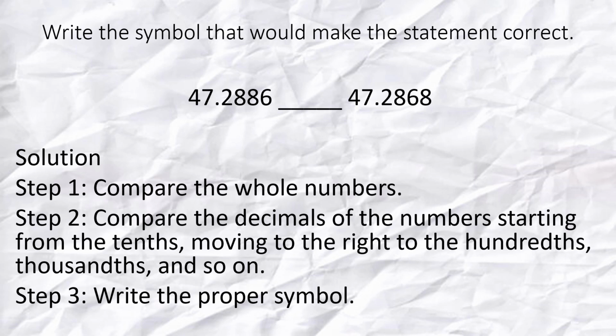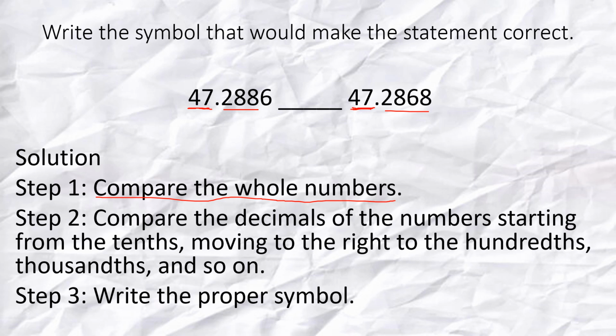For the solution, you have the following steps. So step 1, we have to compare the whole numbers. As you can see here, both given numbers have the same whole number, which is 47. In the case that their whole number parts are equal, we proceed to the next digit to the right, which is in our decimal number part.